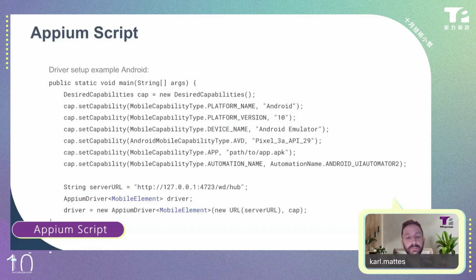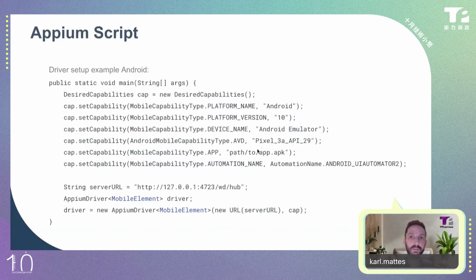We also have an example for Android here. As we can see, it is very similar to setting up the driver on iOS. Just some of the variables are different. Of course, we set the platform name to Android. We set the platform version that we want to use. One of the capabilities that is different is that we need to set an AVD, an Android virtual device, that we are setting here to the virtual device that we want to run the test on.